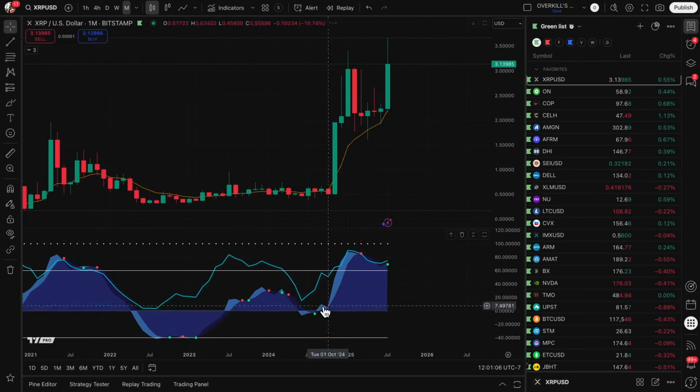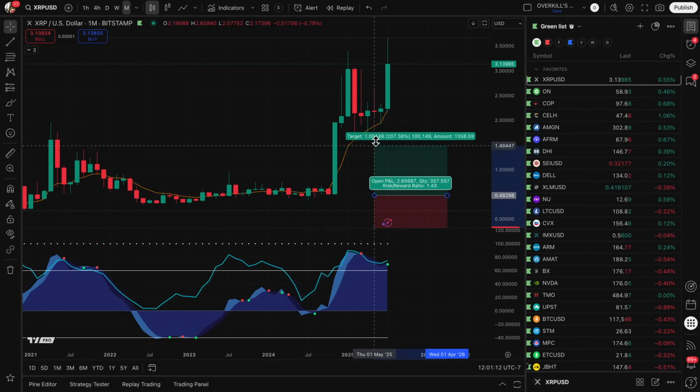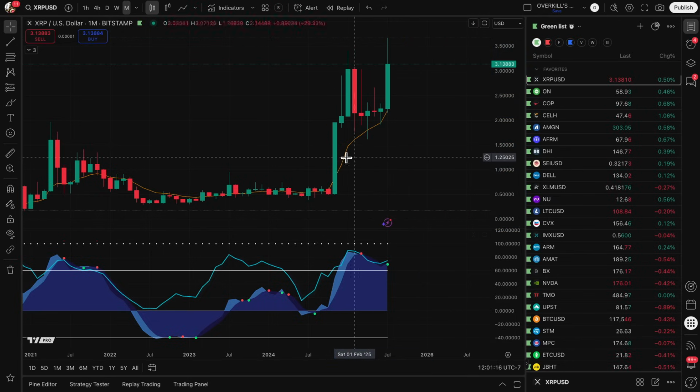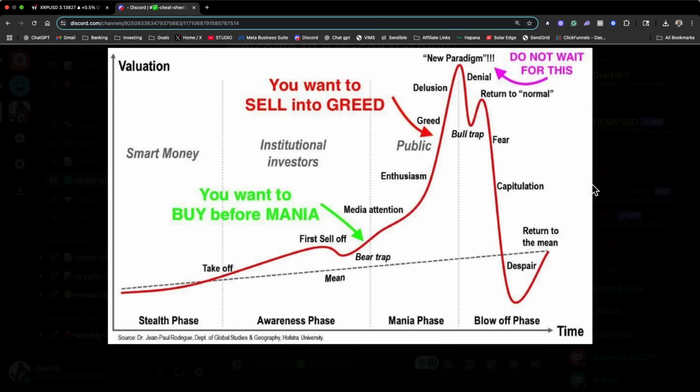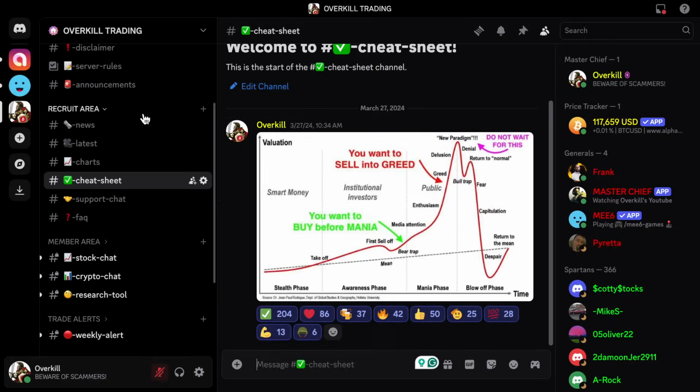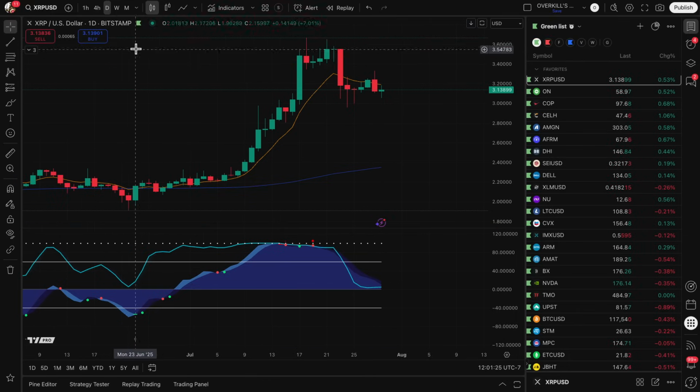If you held this green dot up until now, you made around 800 to 900% off of that signal if you held for a year, right? Well, 600 and almost 700%. That's insane. Okay, that's a big move in a year. You 7x your money in a year. So I think there's some better plays than XRP.